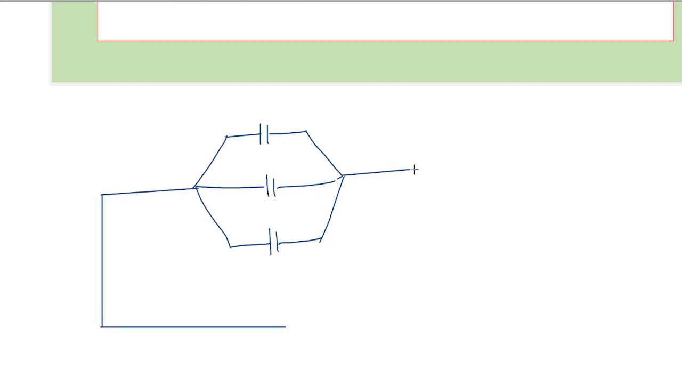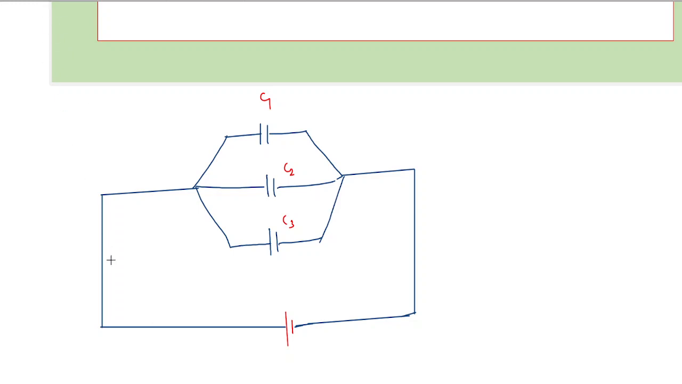Here a capacitor like this, a capacitor here. So let's take three capacitors which are connected to a battery which can provide a voltage drop of V. Let's call the capacitors C1, this is C2, this is C3.